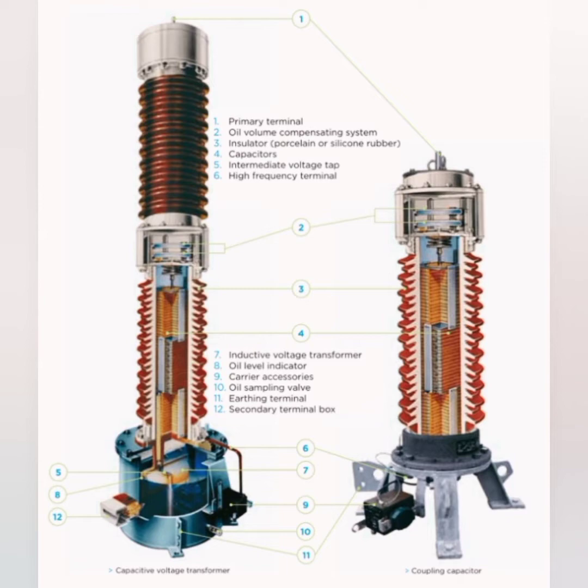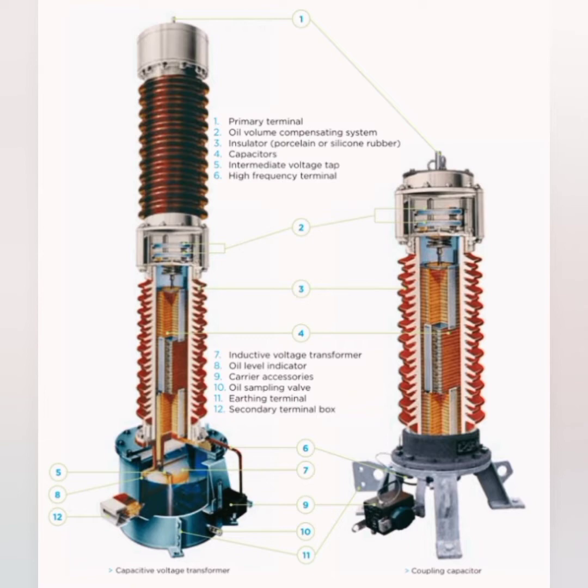Then the high frequency terminals at the side, which reduce the higher level primary voltage into an injecting level, which means a medium level of voltage for your step down transformers. Then the inductive voltage transformer at the bottom. Then oil level indicators and the carrier accessories are given. Then the oil sample valves and the earthing terminals. Then the secondary terminal box at the bottom is given.